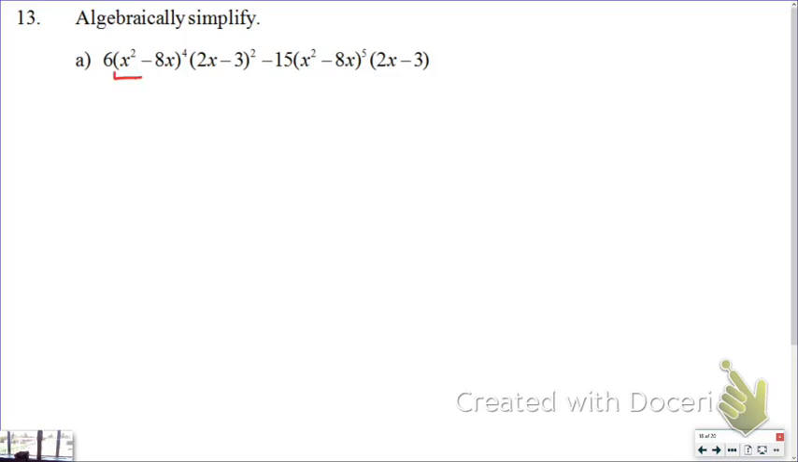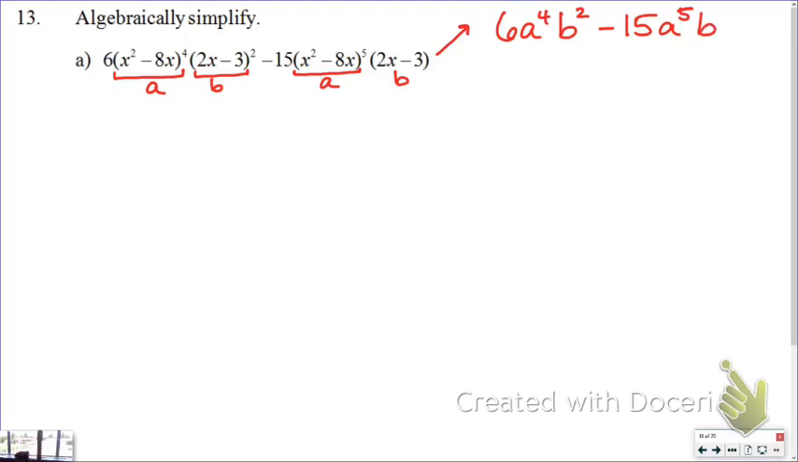I want you to think of this as A, and this is B. And if you look over here, then this is also A, and this is also B. So let's say I do a little side work, and I think of this as 6a to the fourth b squared minus 15a to the fifth b. Can I factor that? Sure. I can take out a 3, an a to the fourth, and a b. And what am I left with? So I'm factoring that out of each of these.